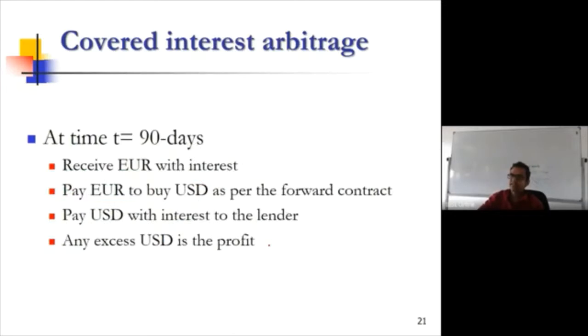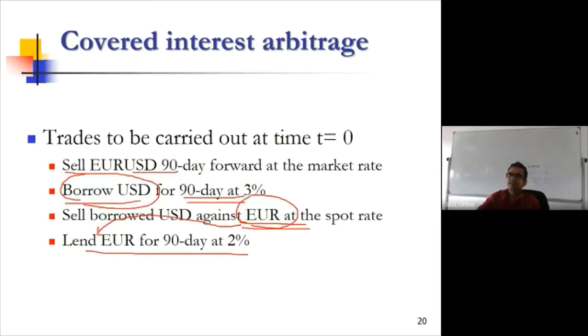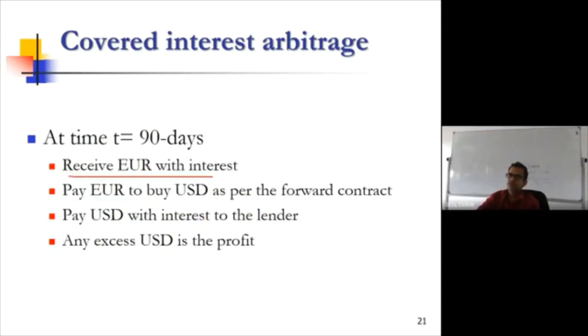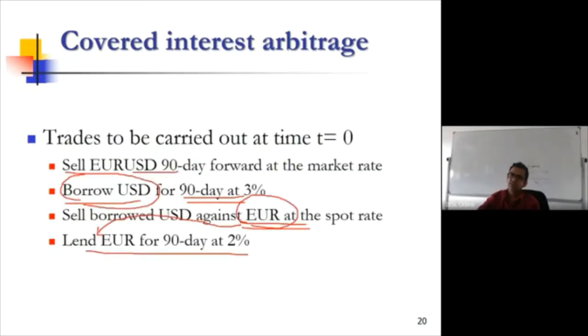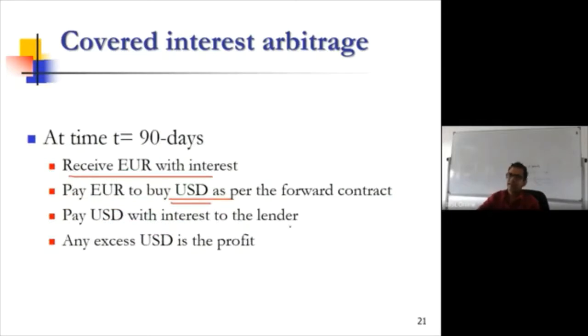So after 90 days, we will receive the base currency amount, in this example euro, with interest. We have to use that euro to buy dollars as per the forward contract: sell euro and buy dollar. So we use that euro inflow to buy dollars. Then there is an obligation for us to pay the loan on the borrowed dollars. Pay that dollar with the interest to the lender. Any excess is the profit.